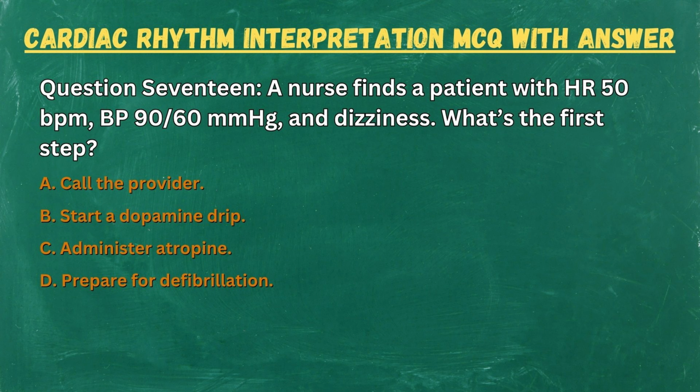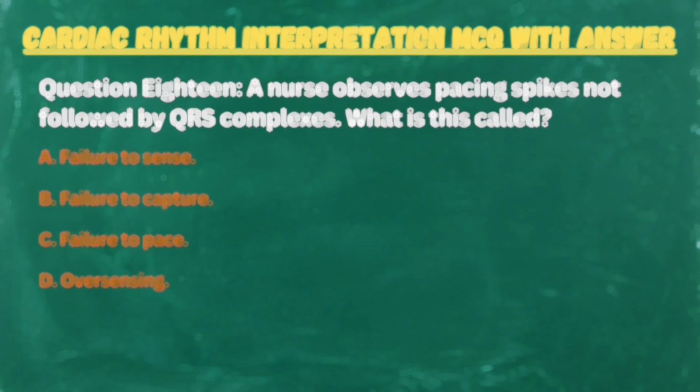Question 17. A nurse finds a patient with HR 50 BPM, BP 90/60 mmHg, and dizziness. What's the first step? A. Call the provider. B. Start a dopamine drip. C. Administer atropine. D. Prepare for defibrillation. Answer: C. Administer atropine.